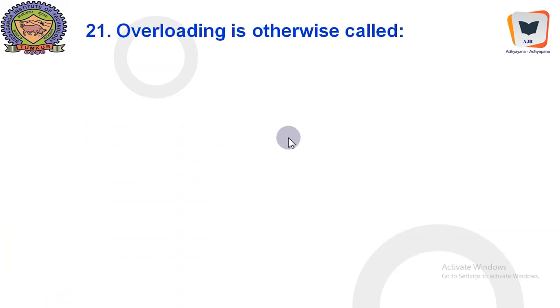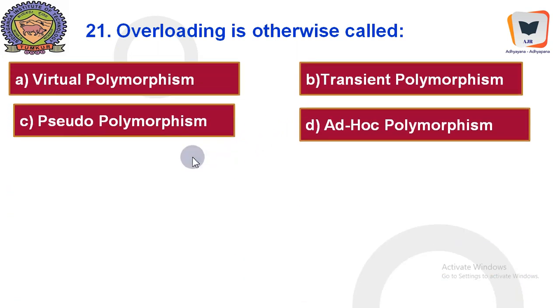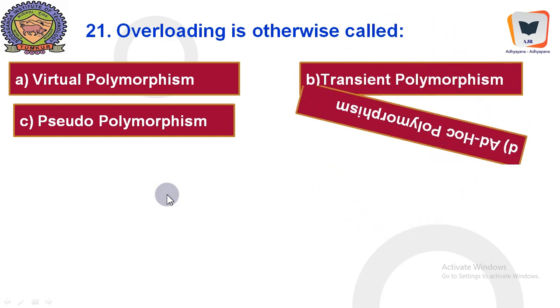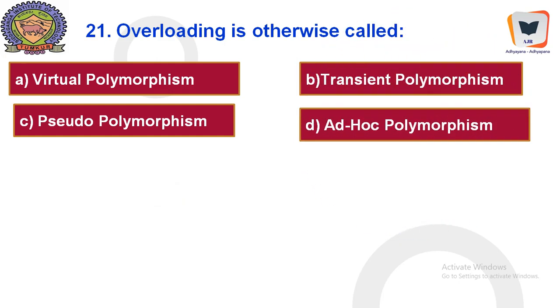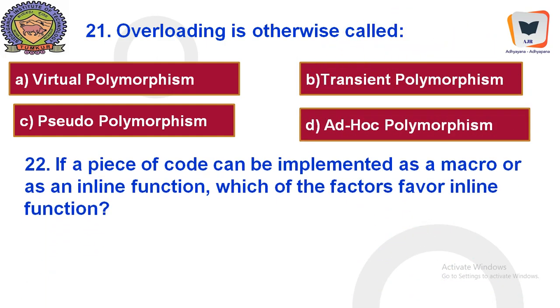Right. Overloading is otherwise called, it is not virtual polymorphism, it is not also transient polymorphism, it is not pseudo polymorphism, it is ad hoc polymorphism. Okay, it is called as ad hoc polymorphism. Overloading is also called as ad hoc polymorphism. It's a terminology, that's all.